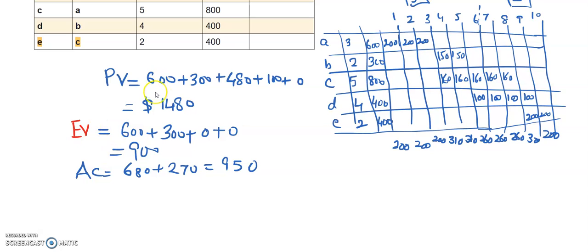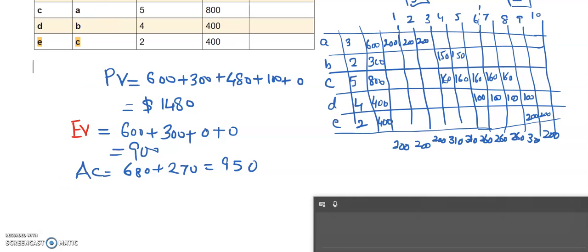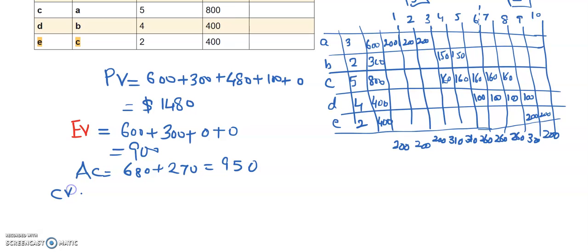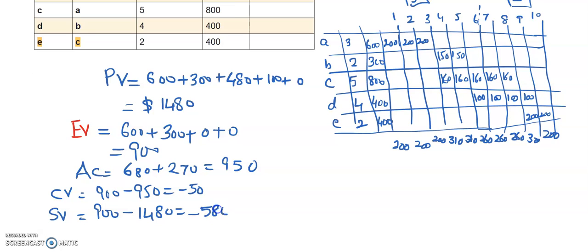So therefore, cost variance is equal to earned value 900 minus actual cost 950, which is minus 50, and the schedule variance is 900 minus 1480, which is equal to minus 580. Okay, and then similarly the other values such as the schedule performance index, cost performance index, etc. can be calculated.